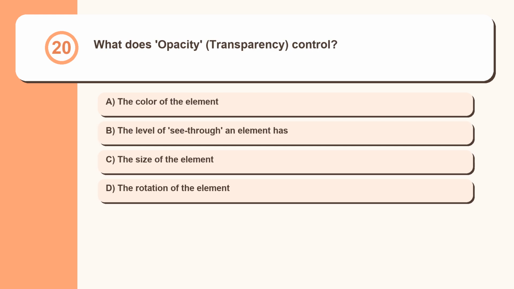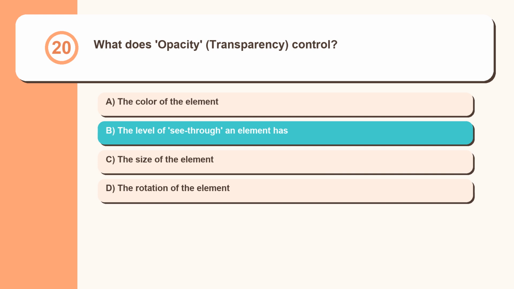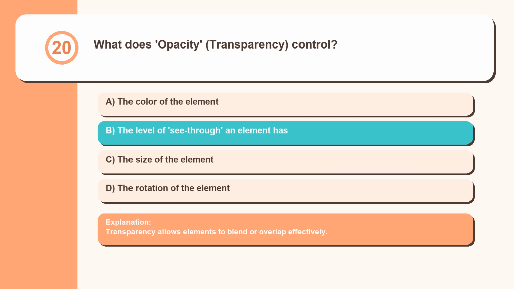Question 20. What does opacity, or transparency, control? The color of the element, the level of see-through an element has, the size of the element, the rotation of the element. Transparency allows elements to blend or overlap effectively.